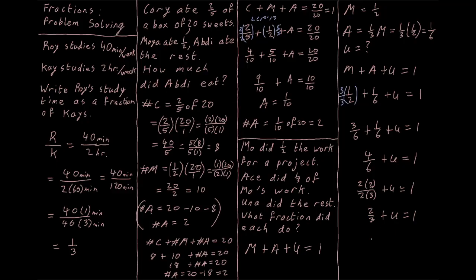So we can see that Una's fraction must be 1, which would be the same as 3/3, the same as 3/3 would be our total, minus 2/3. Logically enough, that must be 1/3. So Una did a third of the work for the project. And that is how we can do problem solving with fractions, and that is what we need for now.